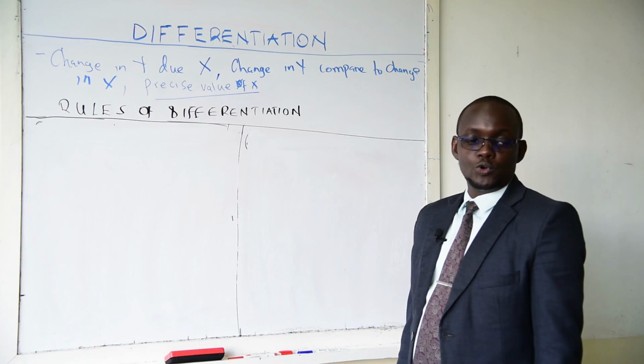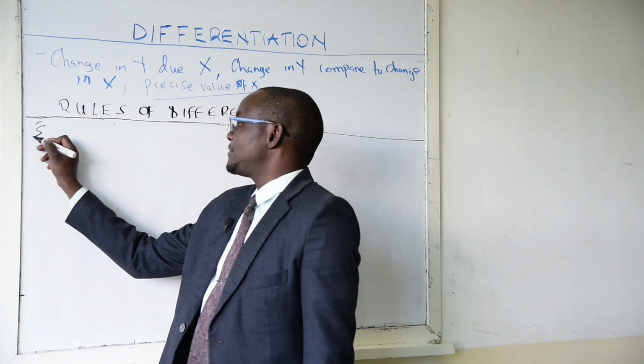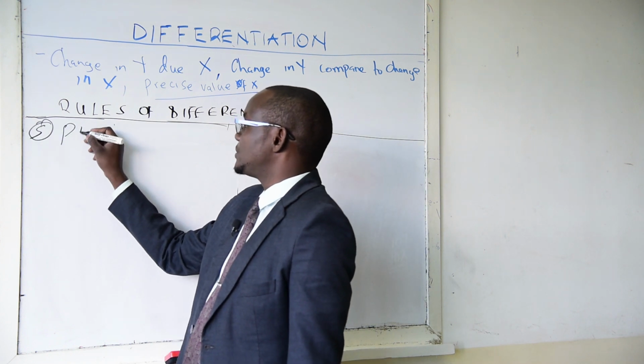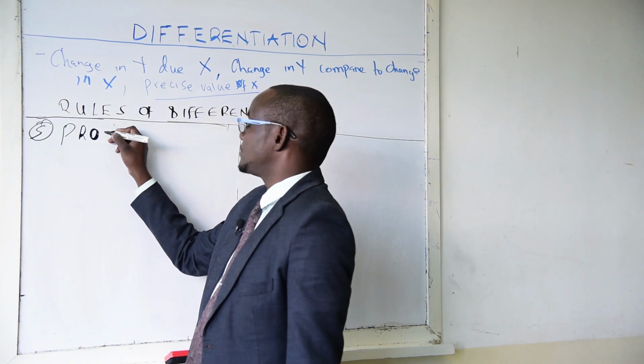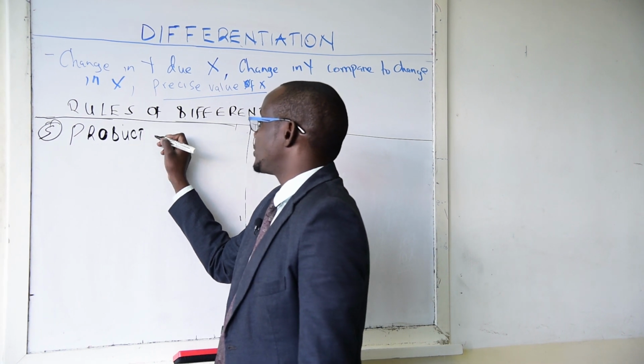Let us look at rule number 5. Rule number 5 is what we call the product rule. Product rule.